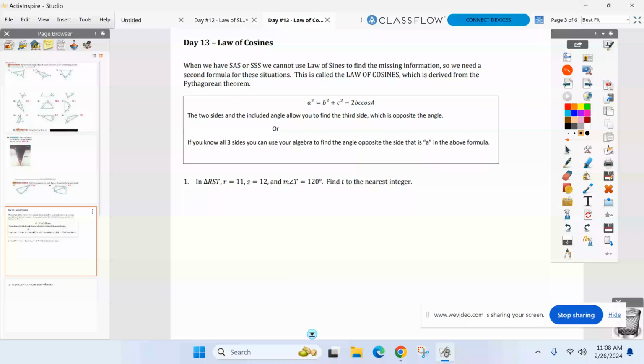Go ahead, day 13. Now what happens if I don't have enough information for law of sines, right? What happens if I don't have enough information? So I'm just going to let you guys, like we usually do in here, jump right into the fire. Go ahead, set up number 1 for me.